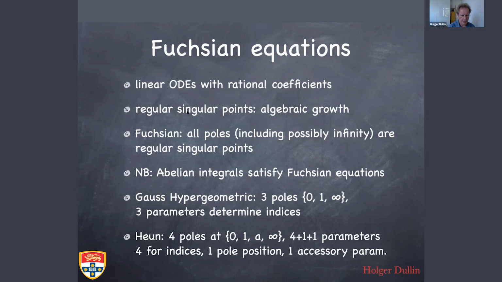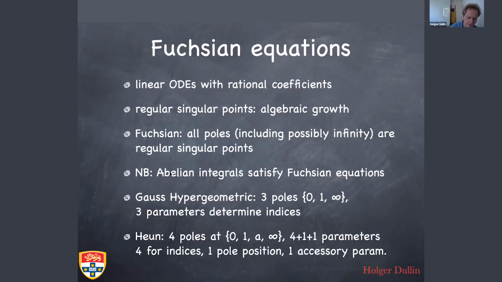So Fuchsian equations are, in general, linear ODEs with rational coefficients, and when there are singularities in the coefficients, then you have singular points, and you call a singular point regular when the solutions at that point have algebraic growth at worst, or are bounded by algebraic growth. And then you say a Fuchsian equation is one where all poles, including infinity, so you do this on the Riemann sphere, are regular singular points.